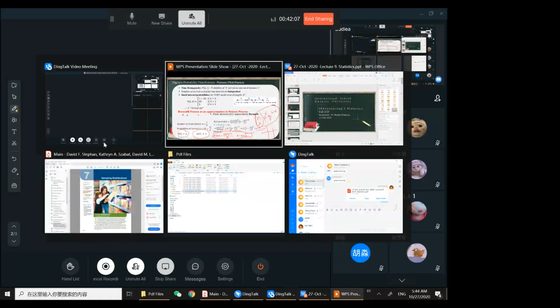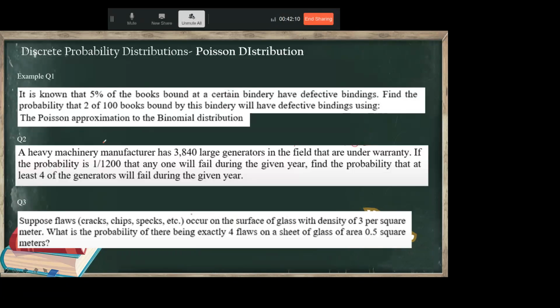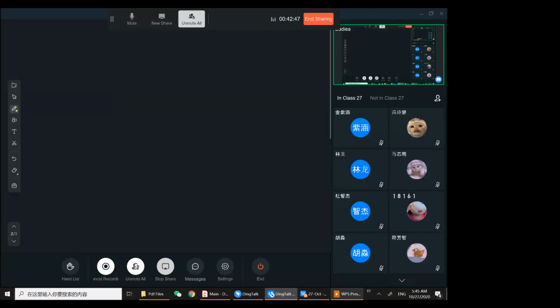Now here we have a question. It is known that 5% of the books bound at a certain bindery have defective bindings. Find the probability that 2 of 100 books are defective. Now this is the interval, total n is 100, and you have to find P of x equals 2. You have to use the Poisson approximation to the binomial distribution, right? So how are we going to do that? Simple.